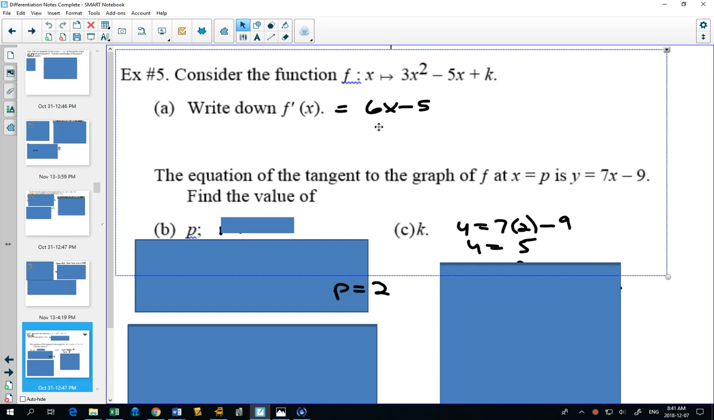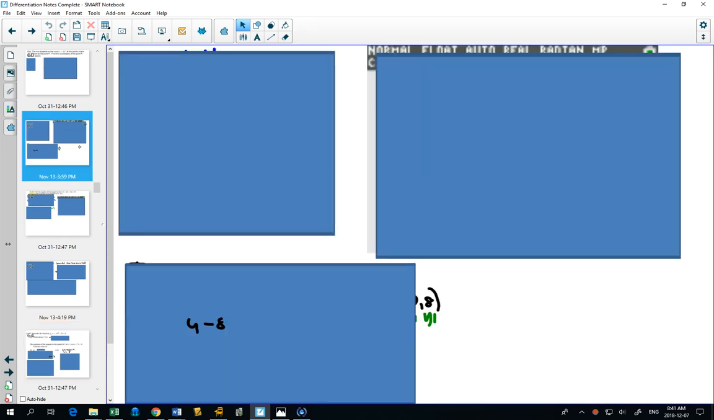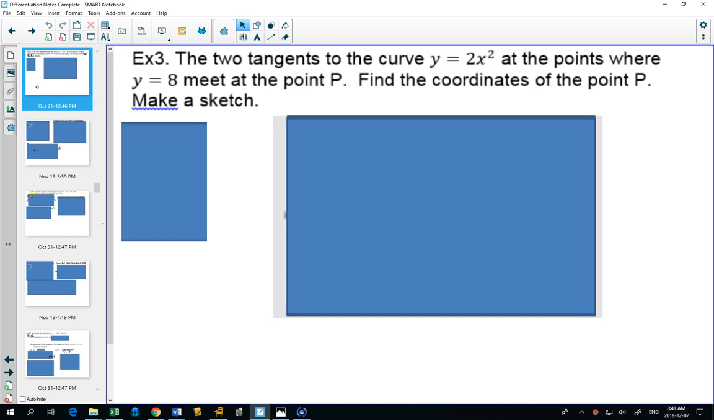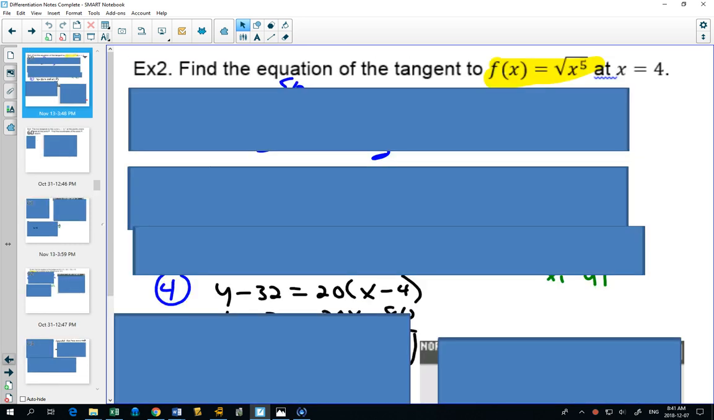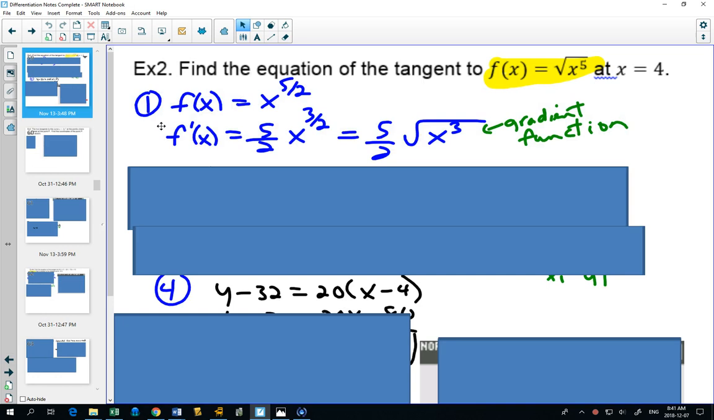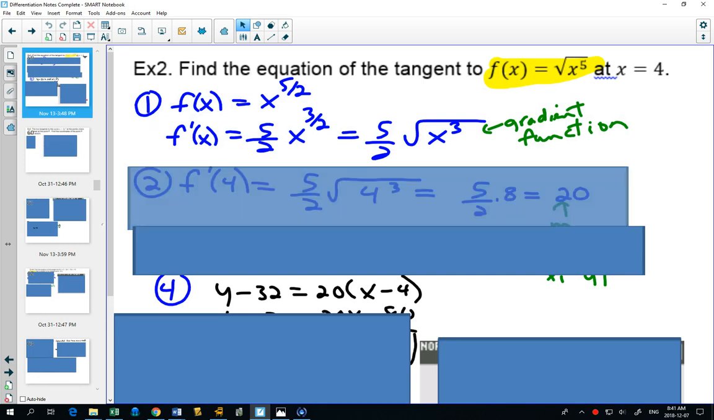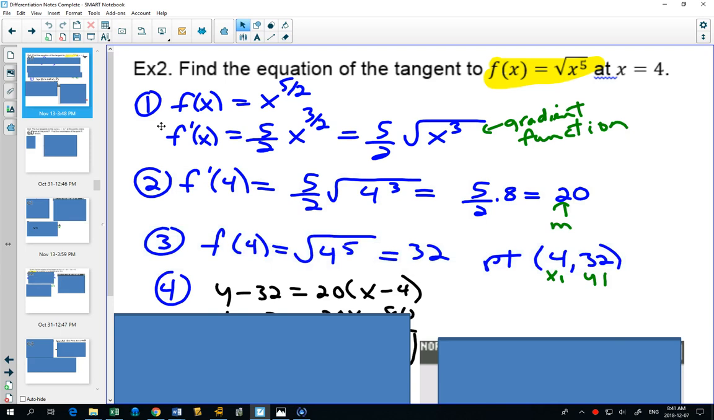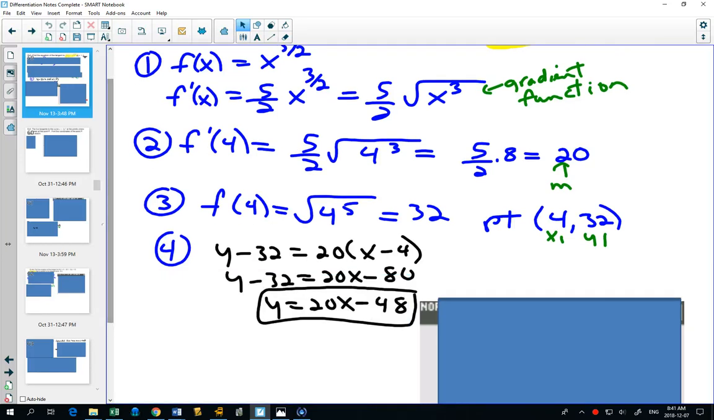If we go back to a question that we did, a nice simple one. Find the equation of a tangent. So what did we do? We found the derivative. We used the derivative to find the slope. We used the x-coordinate to find an actual point on our graph. After we had that point on the graph, we could use the point slope, or y equals mx plus b, to find the equation.